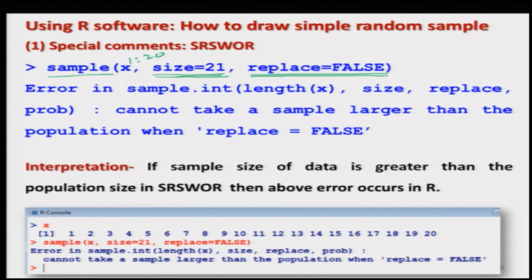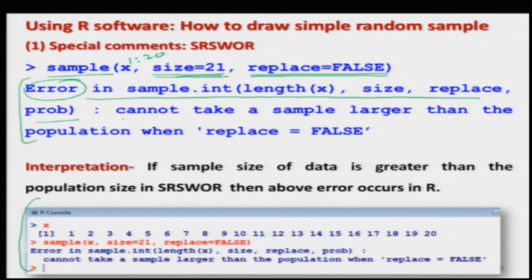If you try to do this on the R console, it will give you this type of message, which is an error. You can see the screenshot here also. What is it trying to say? Error in sample.int, length x, size, etc. Cannot take a sample larger than the population when replace equal to false.